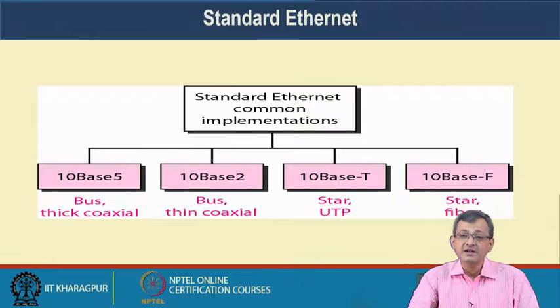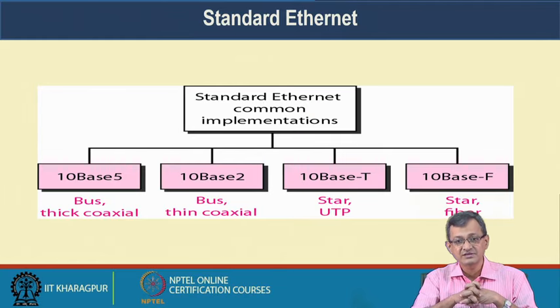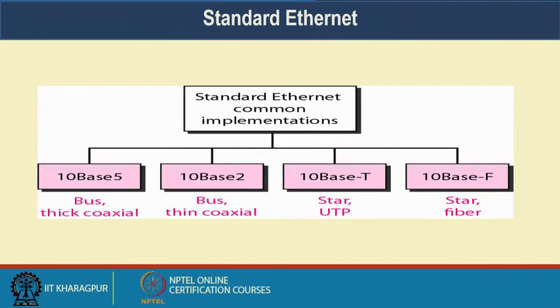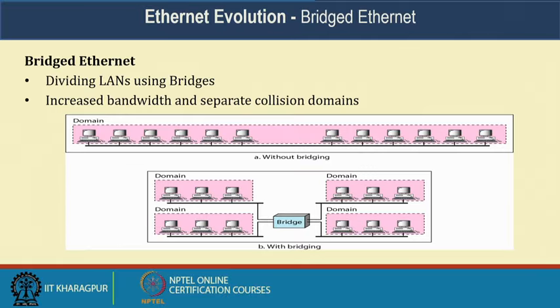Now, if we look at the standard Ethernet, we have already discussed it. 10 Base 5 is a bus with thick coaxial, 10 Base 2 is again a bus structure with thin coaxial, 10 Base T is twisted pair, which allows a star type of topology, and 10 Base F is fiber with a star topology, where 10 represents the speed.